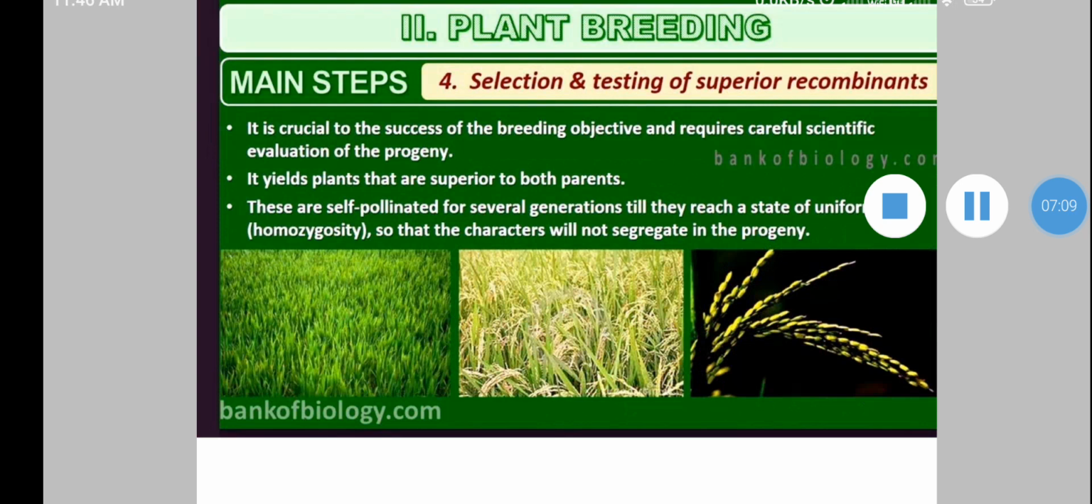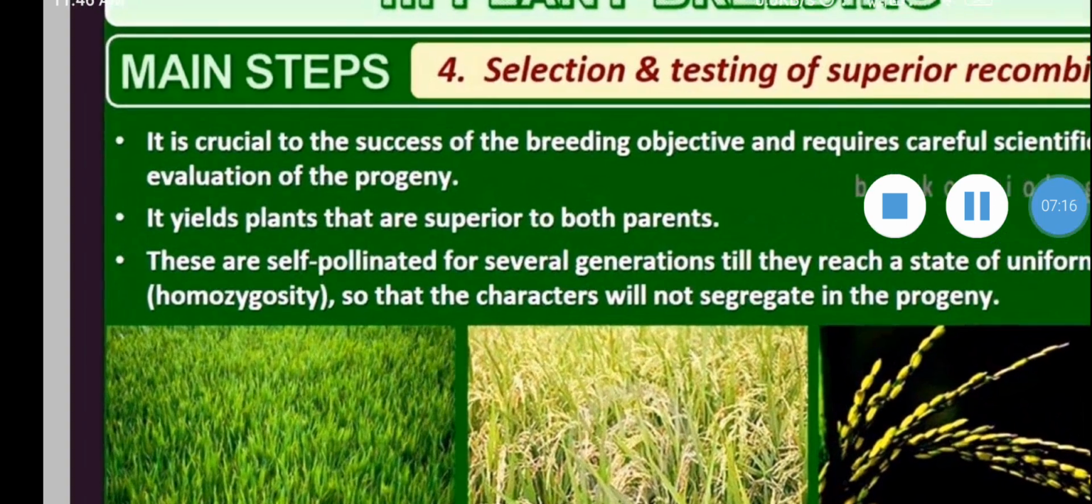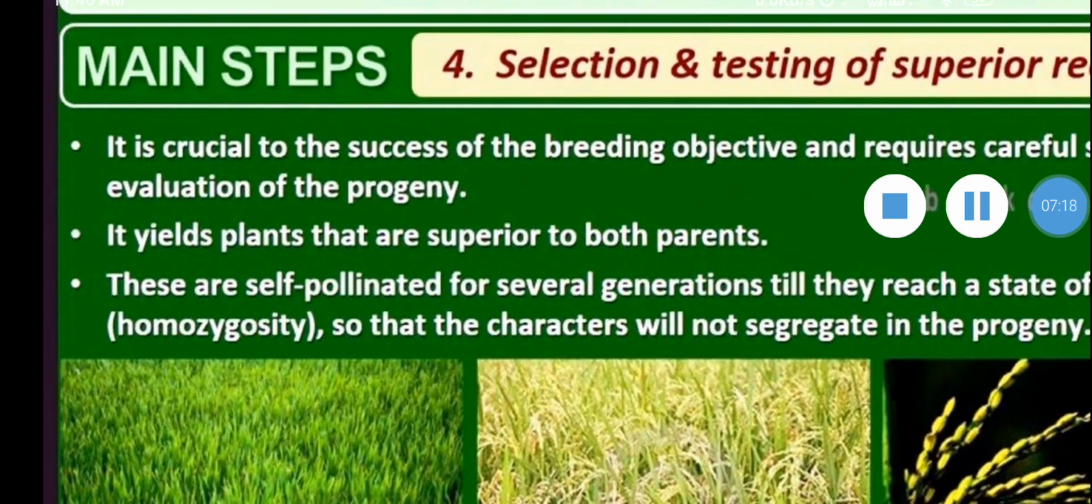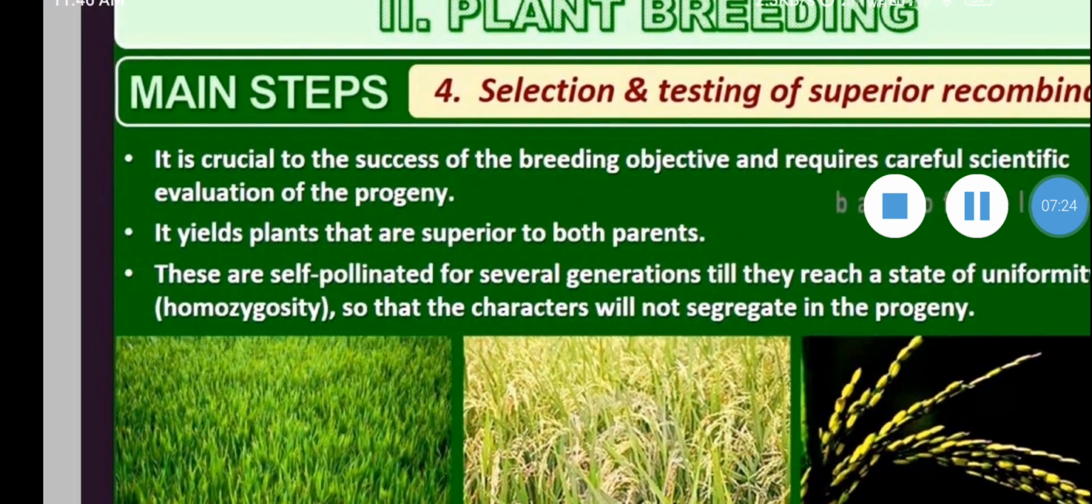The next step involved in plant breeding is selection and testing of superior recombinants. It is crucial to the success of the breeding objective and requires careful study and evaluation of progeny.